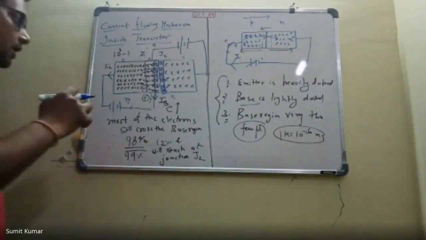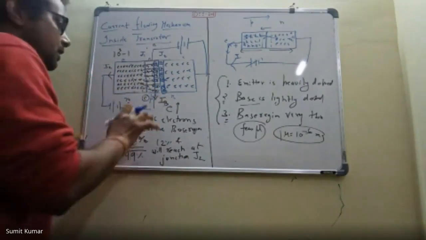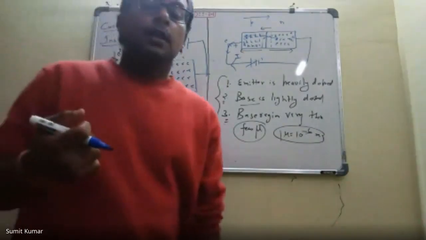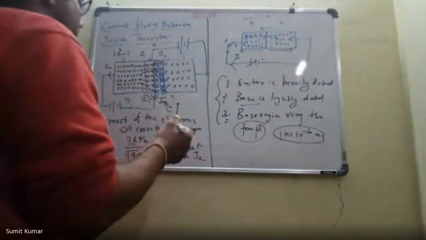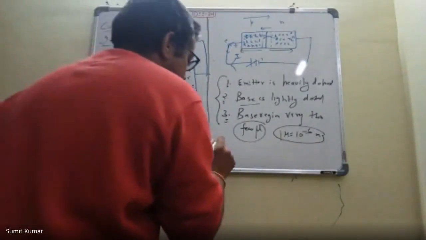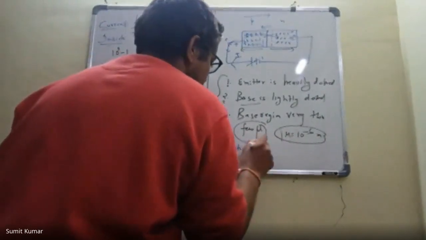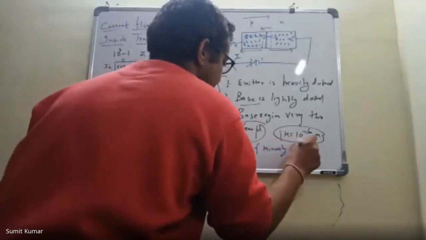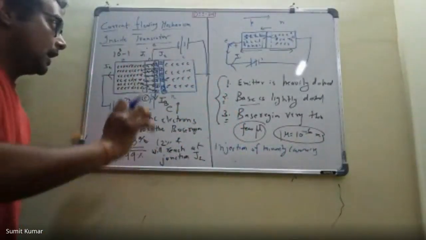Now what we need to understand: we are injecting these electrons in the base region. The base is P type, and in the P type region, the electrons are the minority carriers. So this phenomenon is called the injection of minority carriers. So when we are injecting the electrons like this, this is the injection of minority carriers. Now what we need to understand is what is happening at junction J2.